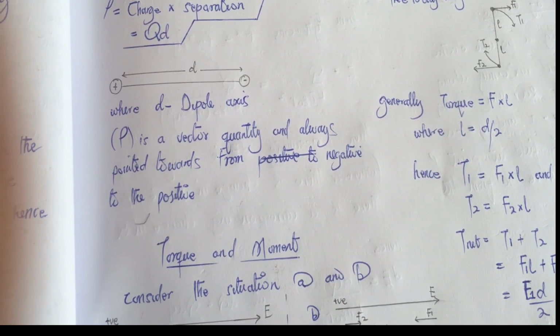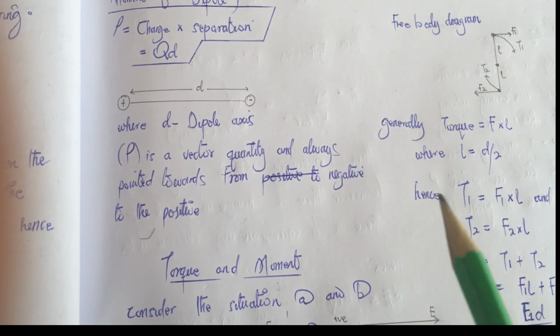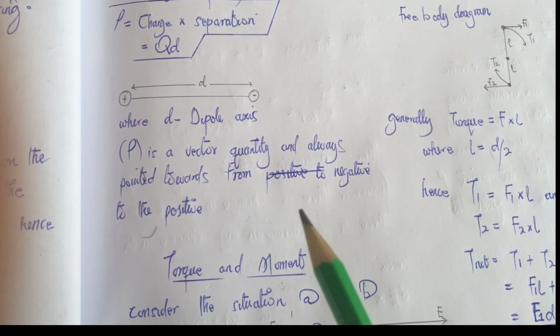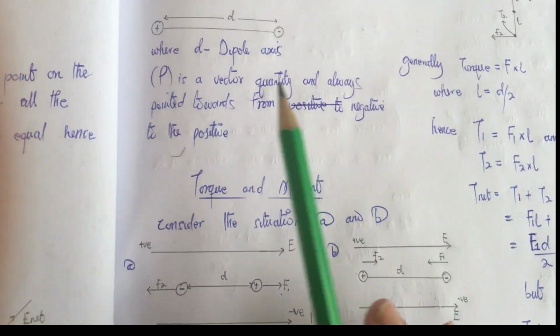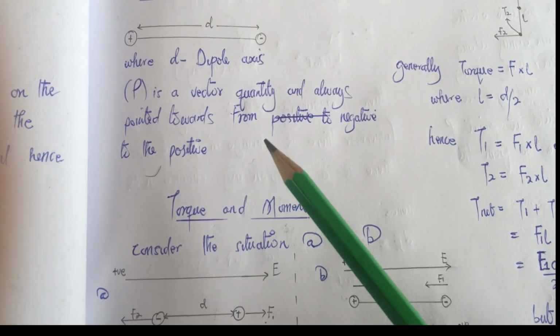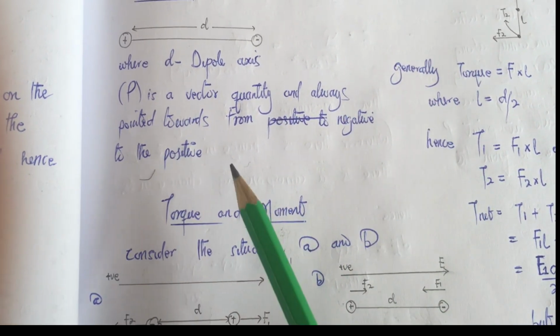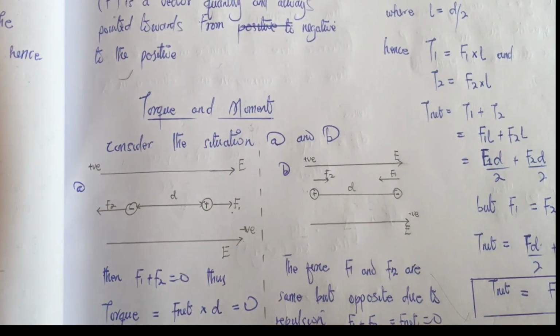But we should all keep in mind that moment is a vector quantity. In electric charges, the direction of the moment always starts from the negative to the positive. You should always keep it in mind. That's another qualitative question. The direction of the moment moves from the negative to the positive. Okay, so let's talk about torque and moment.